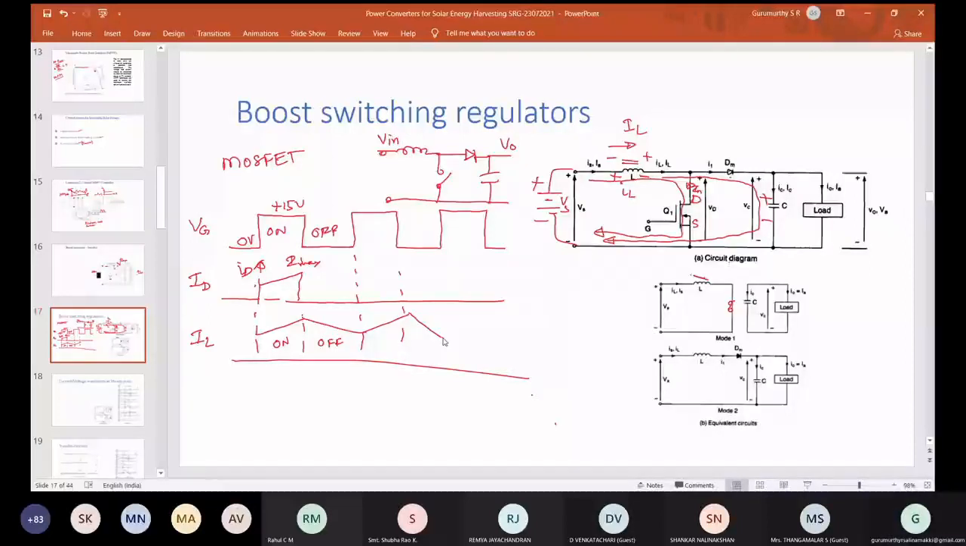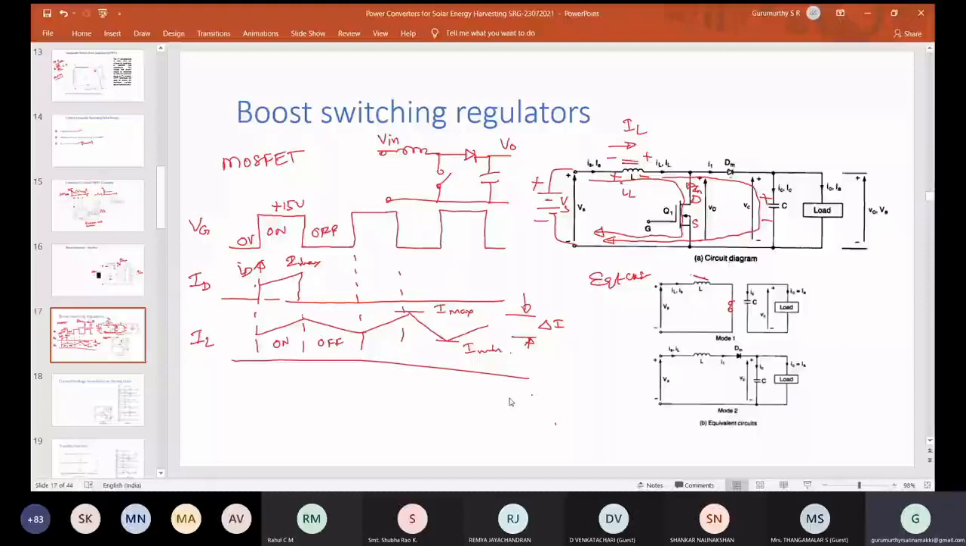This is called as current ripple, that is delta I. Okay. So these are the equivalent circuits when the device is on and when the device is off. This is the equivalent circuit. So you have understood this. Now let us see the transfer function.